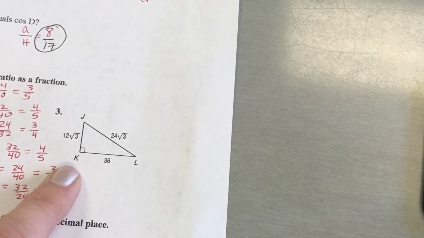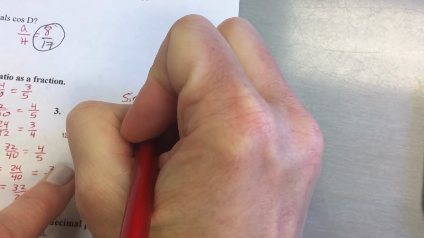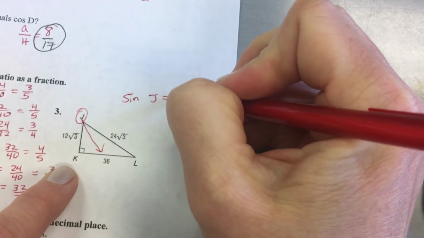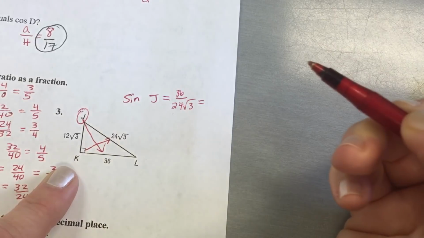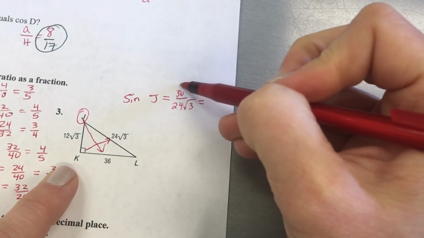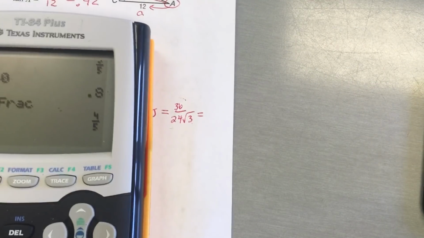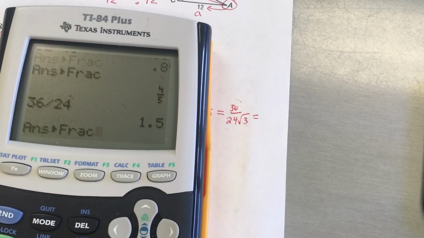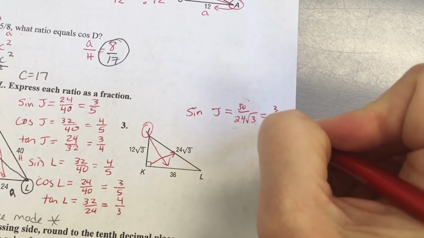Okay? All right. Number 3, same concept, but now you have some square roots in there, so let's talk about that for a minute. So we'll start with sine of J. So here's angle J, so sine is opposite, so 36 over your hypotenuse, 24 over root 3. Okay, so you can reduce this part. Remember, we're not going to mess with the square root. So 36 divided by 24. Math, enter, enter. This gives you 3 over 2. And the square root's on the bottom.